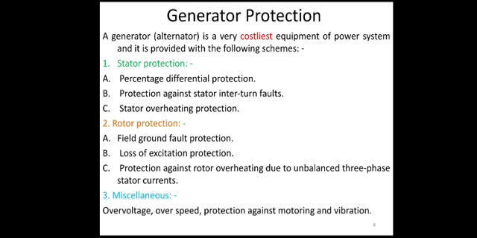The third category is miscellaneous protection schemes, which include over voltage protection of generator, over speed protection of generator, and protection against motoring and vibrations. So these are the various topics of power system protection of 6th semester electrical engineering branch.